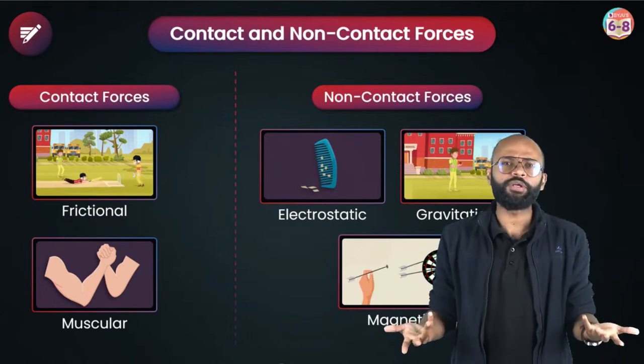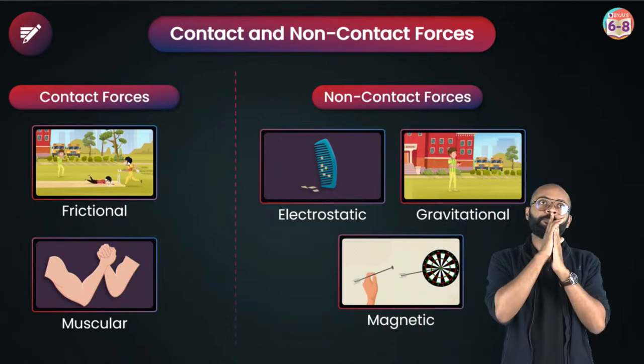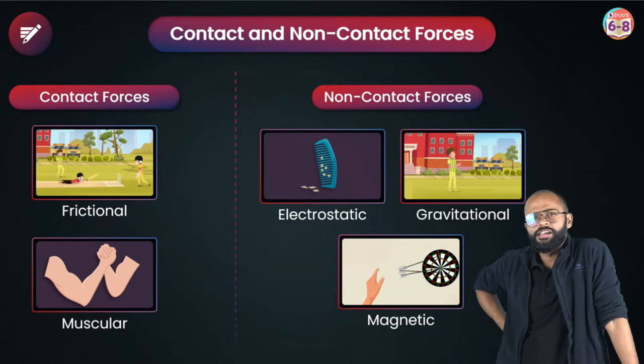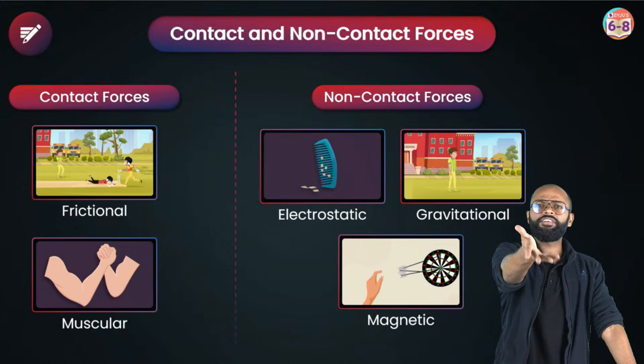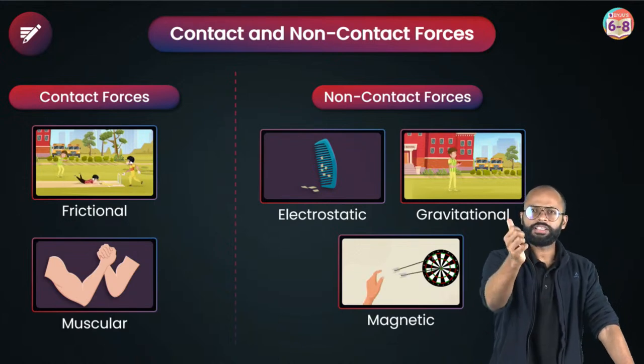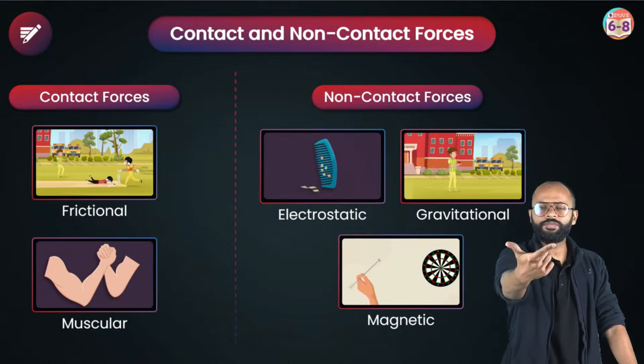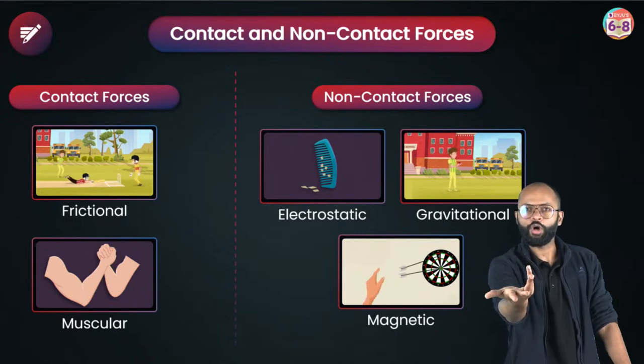Friction can only come into picture if two things are touching each other. Air friction mein kya hota hai? Air is touching the object. Wherever you have friction, you have touch. So contact mein do cheeze hai. Sir, frictional force and muscular force. Both of them cannot come into existence without a contact, right?